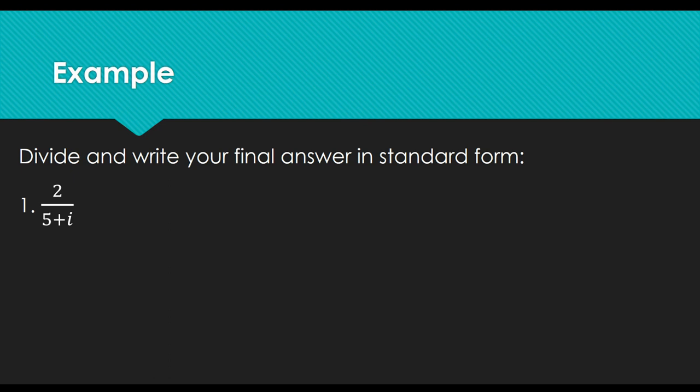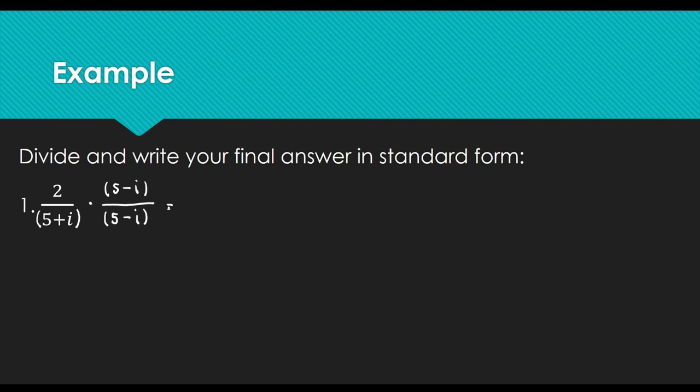So here's our first problem. We're going to divide, and then we're going to make sure that we write our final answer in standard form. So remember, standard form: the first number is the real number, and then the second number is the imaginary number. So as you can see, 2 divided by the binomial 5 plus i. Because we have this binomial here where there is an imaginary number, our definition says that in order to divide, we want to multiply by the conjugate. So I'm going to multiply both the top and the bottom by 5 minus i. Notice how they're almost the same, but it's the sign in the middle that is different.